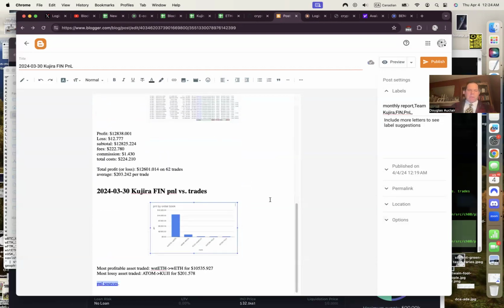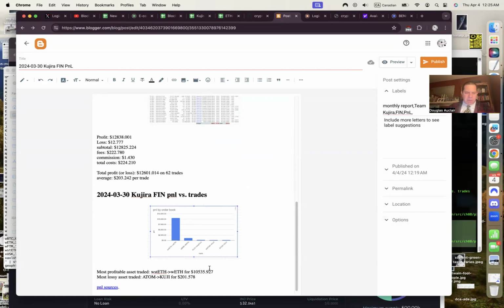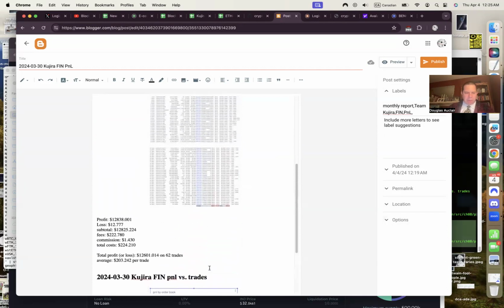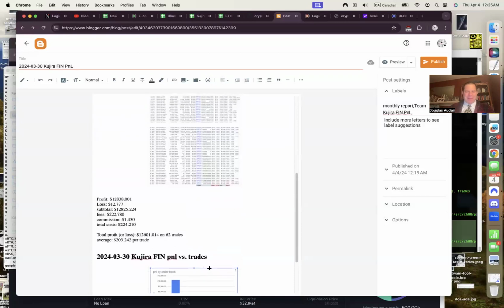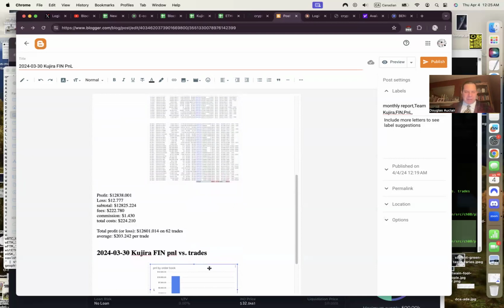Alrighty. So we have the Kujira Fin trades for the month of March, making $10,000 trading ETH for itself in arbitrage, and Atom to Kuji, $200. Okay, whatever. I'm still going to trade Atom for Kuji and Kuji for Atom because its average cost basis is my loss. I probably made quite a bit of profit there, actually.